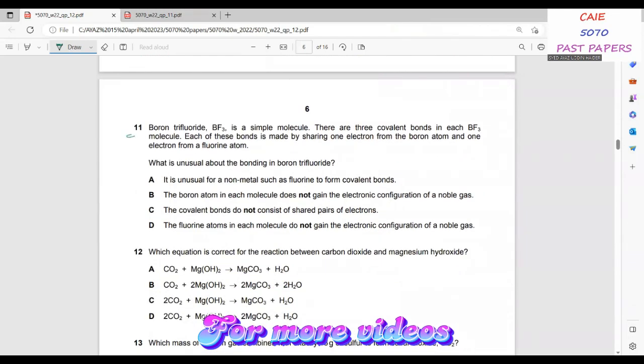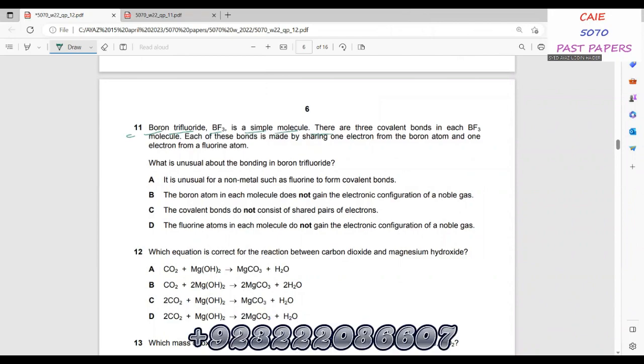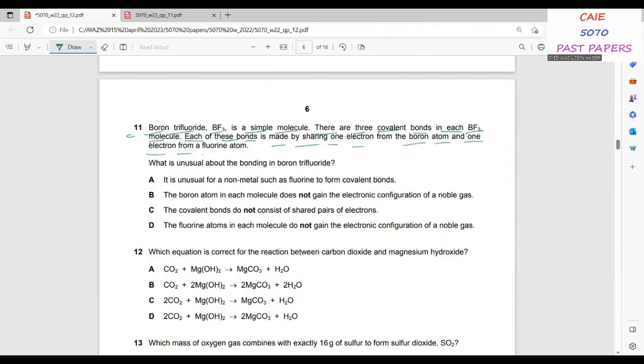11. Boron trifluoride BF3 is a simple molecule. There are 3 covalent bonds in each BF3 molecule. Each of these bonds is made by sharing one electron from the boron atom and one electron from a fluorine atom. Boron belongs to group 3. So it must have 3 valence electrons. So it has shared each of its 3 electrons with one fluorine atom.